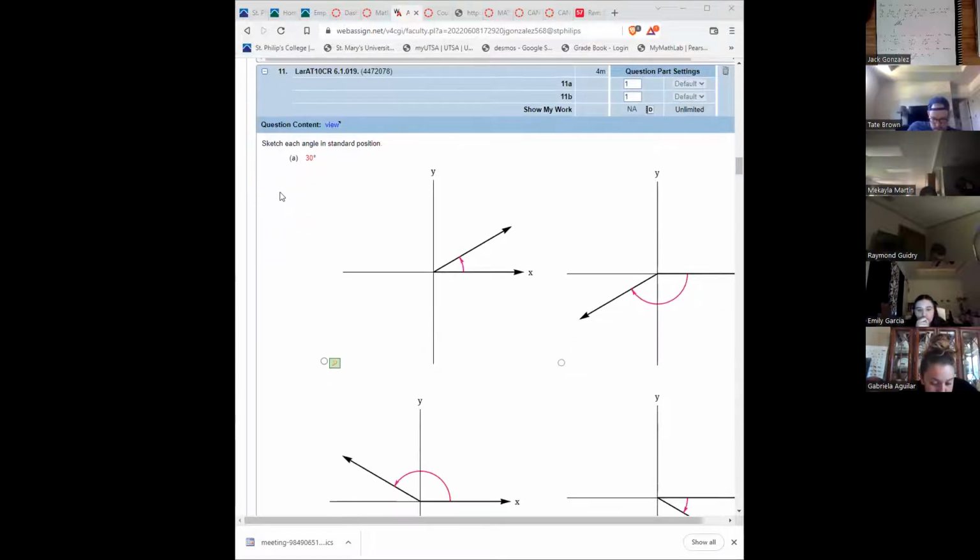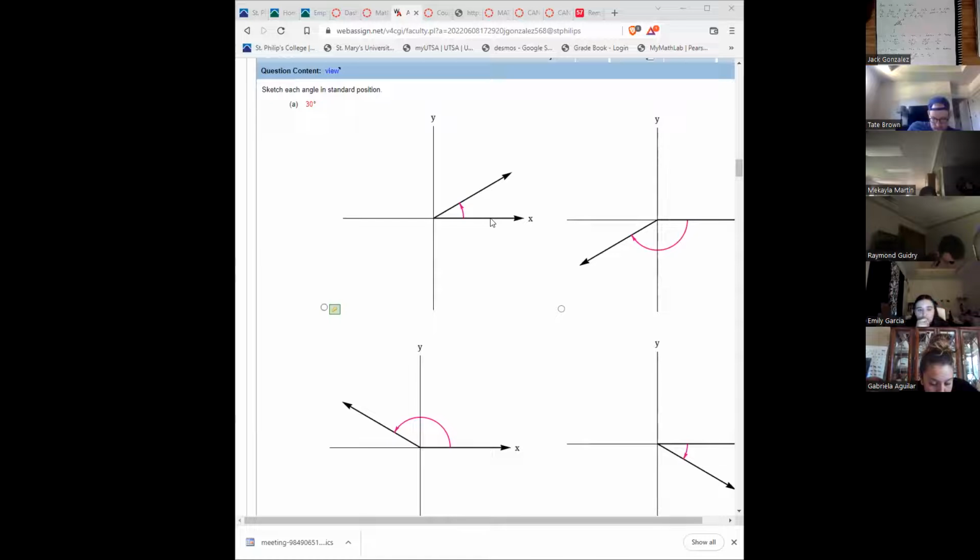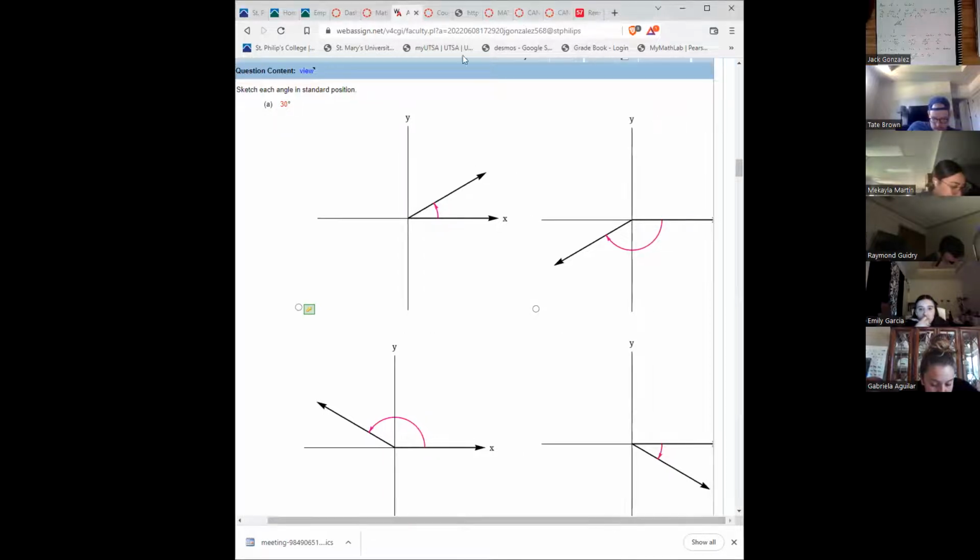Righty. Number 11 talks about standard position. So 30 degrees, remember we said you start on this initial side. And if it's positive, then it will go in this direction, right? That's the first thing we said in the beginning of 6.1. If you look at answer B, can you tell if this is a positive or negative angle? Is this positive or negative? Yeah, it's going to be negative, right? So clearly, if we're going clockwise, right, negative.